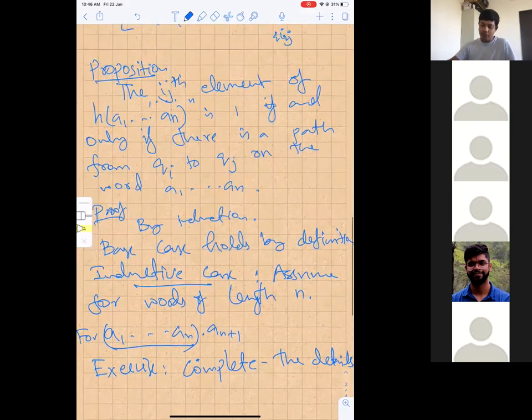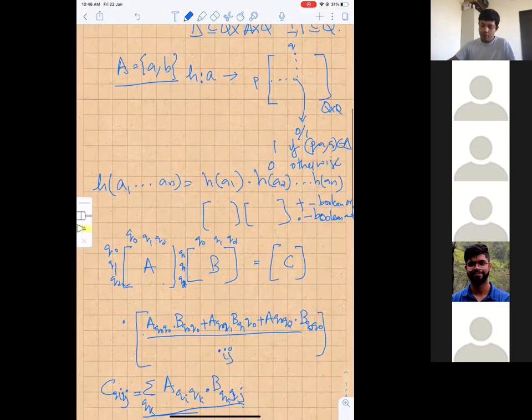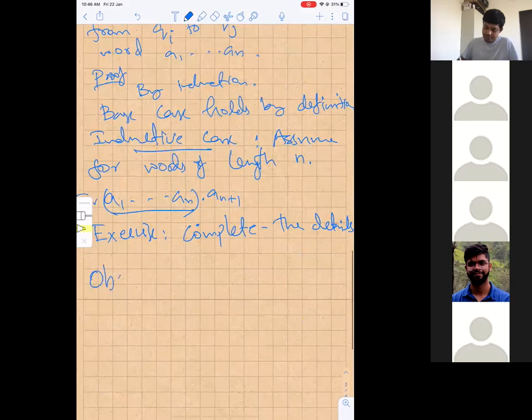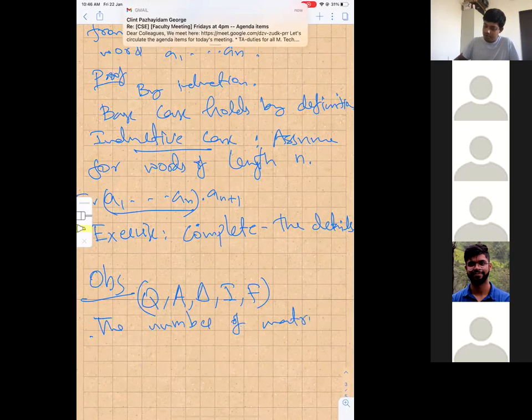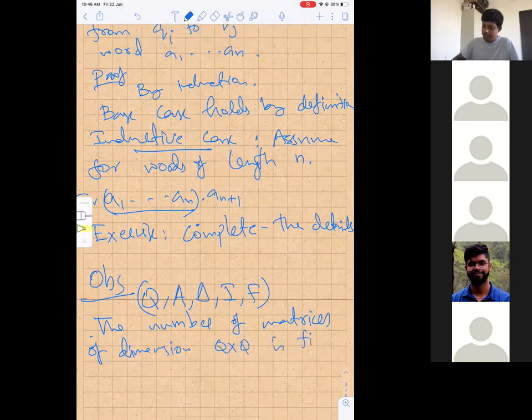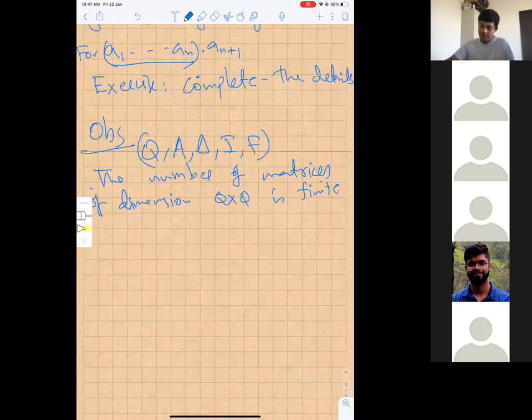Okay, so that is what a transition model is, and these matrices. How many such matrices are there? If you have an automaton, some observations. If you are given an automaton Q, A, delta, I, F, the number of matrices of dimension Q cross Q is finite because they are basically Boolean matrices, and therefore there can be at most 2 power Q cross Q matrices. Okay, and from this observation you can do some examples.